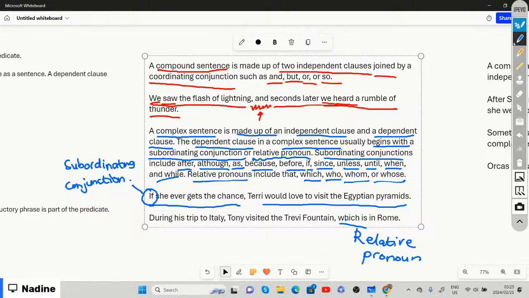So a complex sentence is made up of an independent clause that can stand on its own, and a dependent clause that cannot stand on its own and that usually begins with a subordinating conjunction. Or a dependent clause that usually starts with a relative pronoun. And a relative pronoun includes words such as which, who, whom, whose, and that.